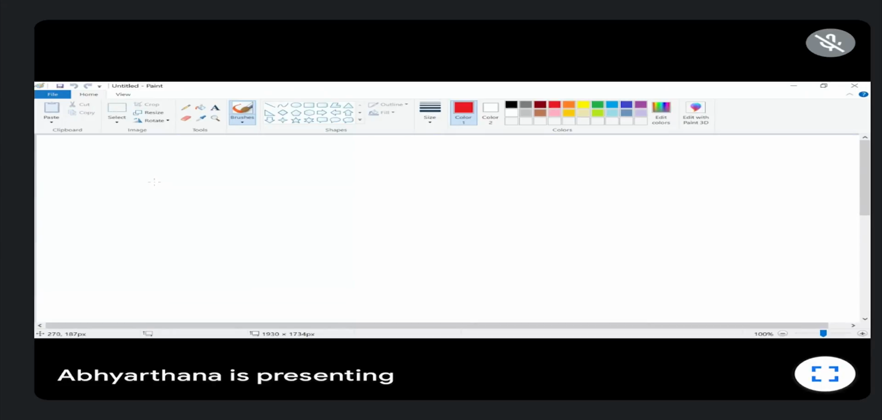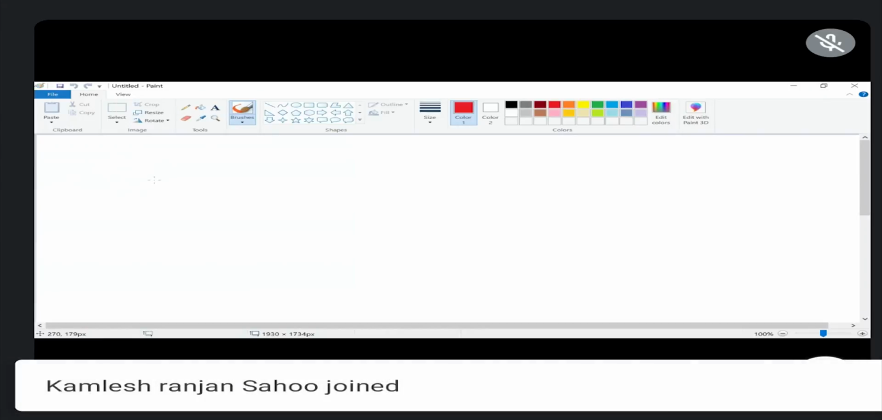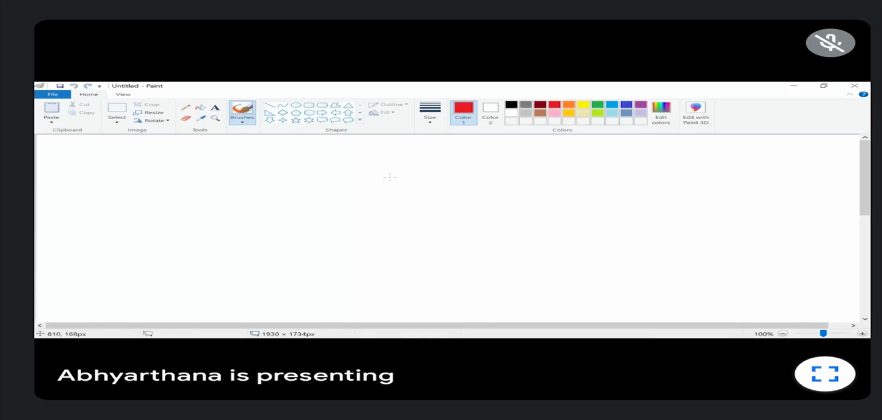And still, I'll be sending you the notes. Since the PDF is actually not opening, I'll send you the notes soon. I'll scan it again. I have got a new book this time, and I'll scan it again and send it to you. So don't worry about it.